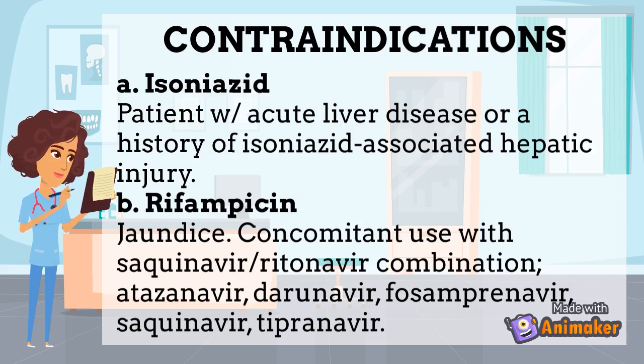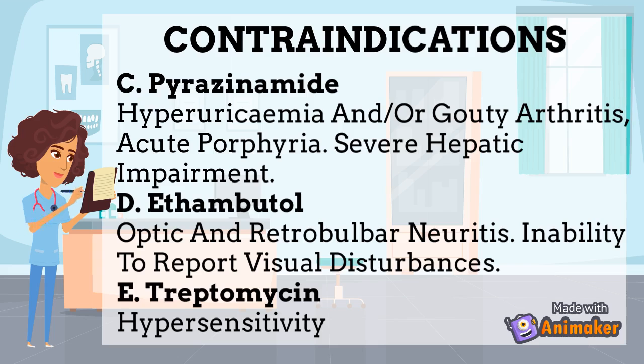And rifampicin, I am contraindicated for patients with jaundice or concomitant use with saquinavir, ritonavir combination, atazanavir, darunavir, fosamprenavir, saquinavir, and tipranavir. Then pyrazinamide, I am contraindicated for patients with hyperuricemia and gouty arthritis, acute porphyria, and severe hepatic impairment.